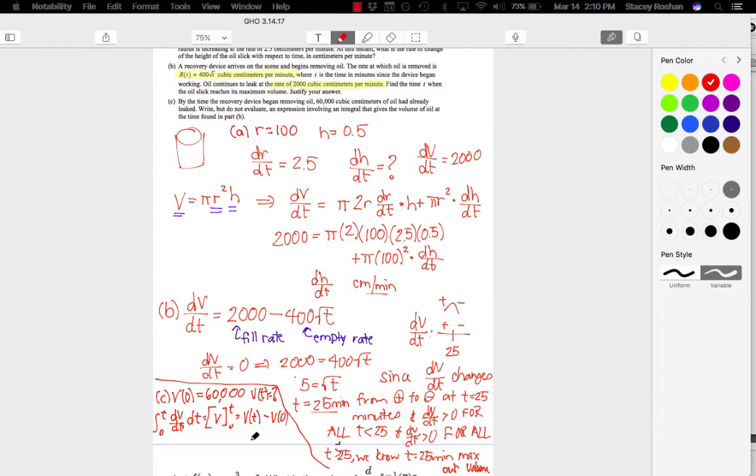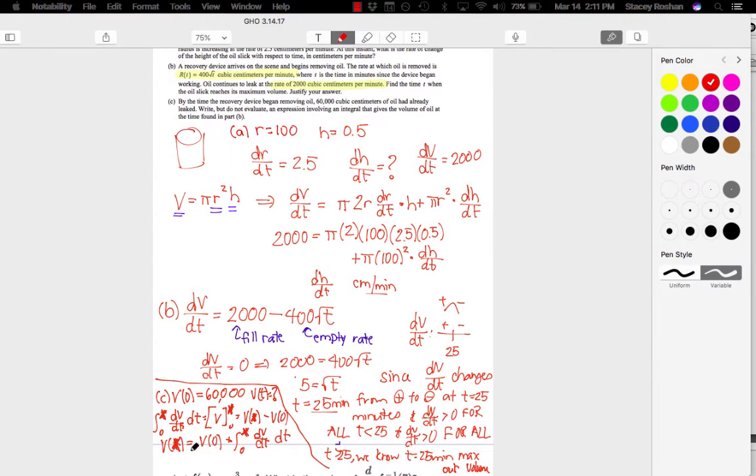In other words, if I add V of 0 to both sides, I have that V of t is equal to V of 0 plus the integral from 0 to t of that dV dt. And I really should be using a different letter here. So let me just change this all to an x so we don't get confused.